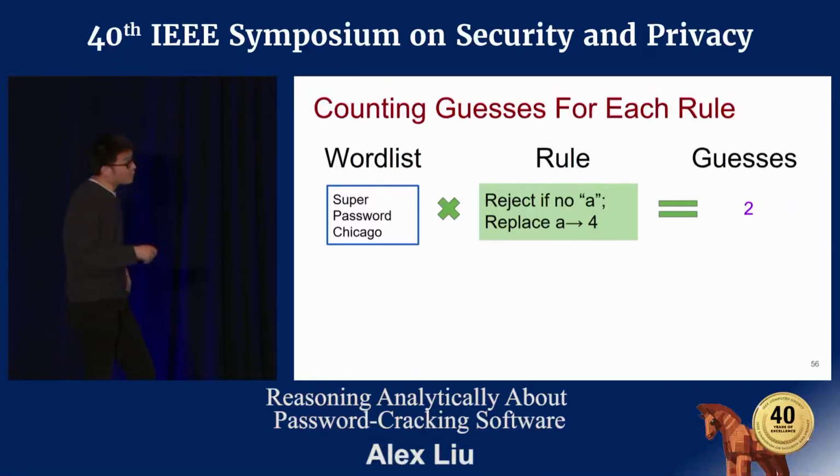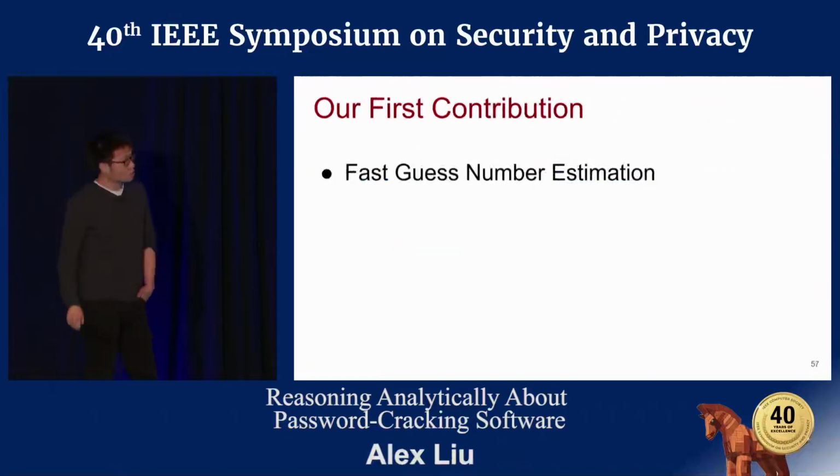And as usual, we're able to handle most, but not all, of the transformations, and can deal with arbitrary composition. What we did here is that we represent the dependencies as tensors and make one pass over the rules, over the word list. And now you can count how many guesses are made by each rule efficiently. So with these new tools, we enabled fast guess number estimation.